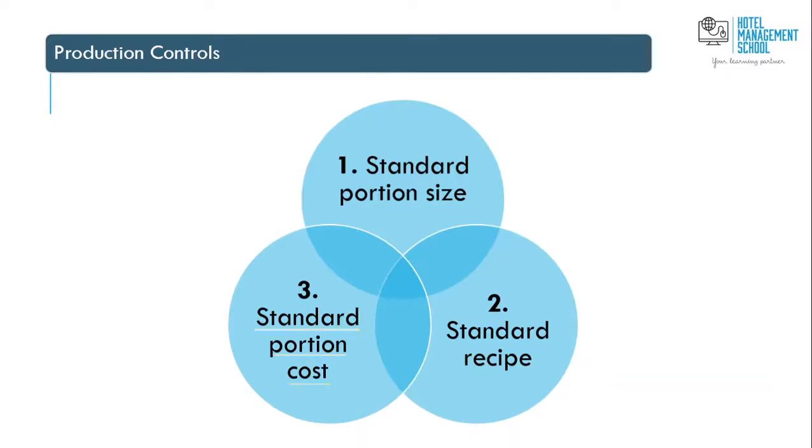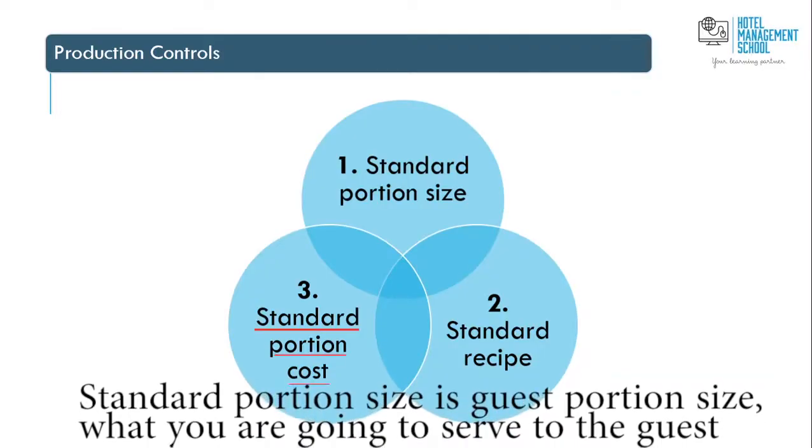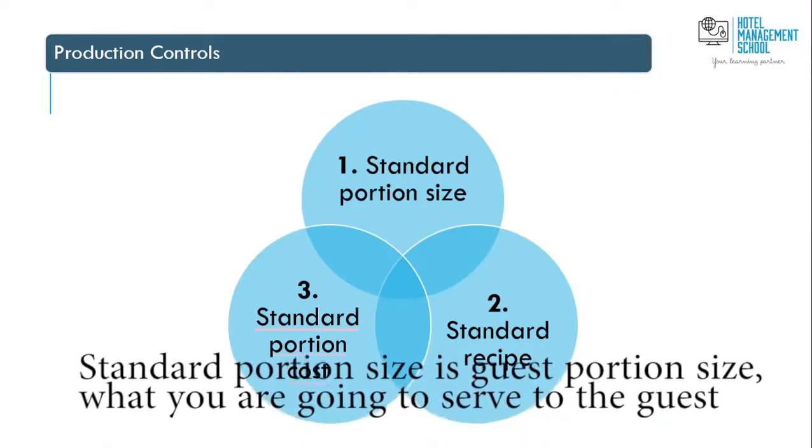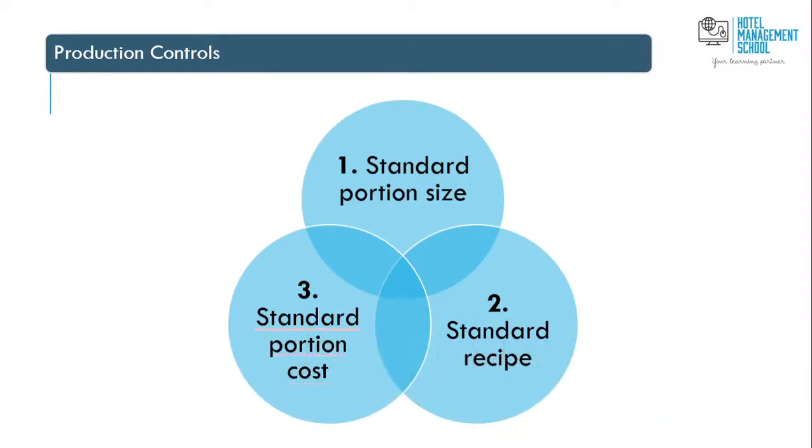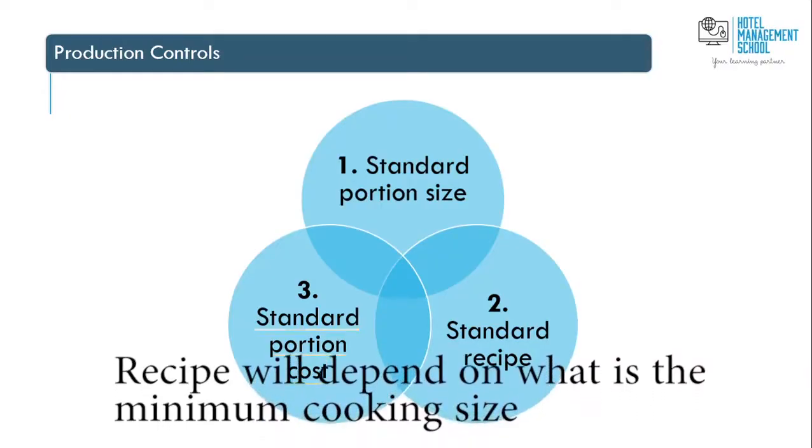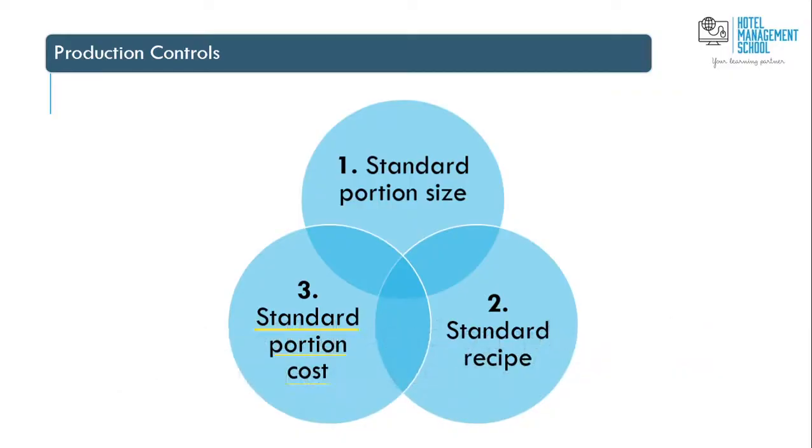So there is always a loss, plus or minus, when you are cooking, because you are cooking based on your experience. Or even if you are measuring, the more you cook, the lesser the quantity, right? So it can be different. The standard portion size is the guest portion size, what you are going to serve to the guest. Then how you are going to make it? Maybe you make 5 portions at one time, or 3 portions at one time. So the recipe will depend on the minimum cooking size, right? There is a minimum cooking size.